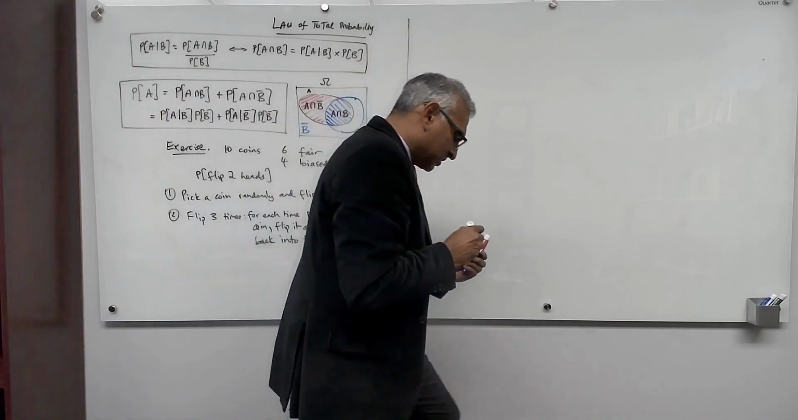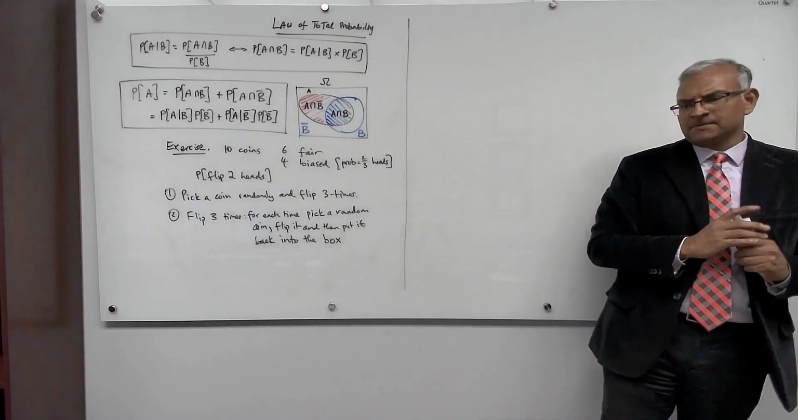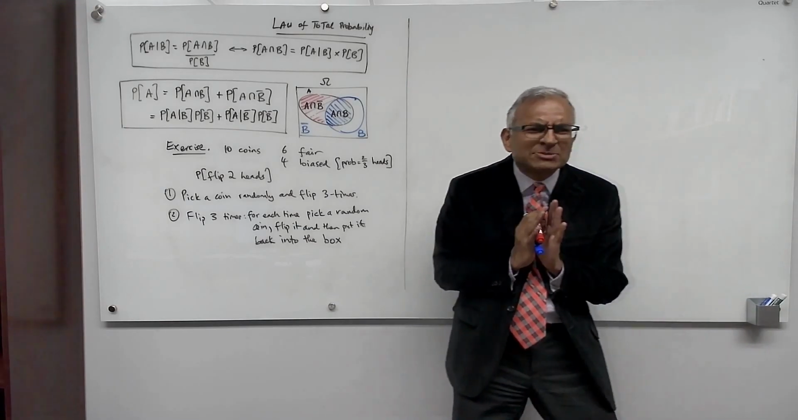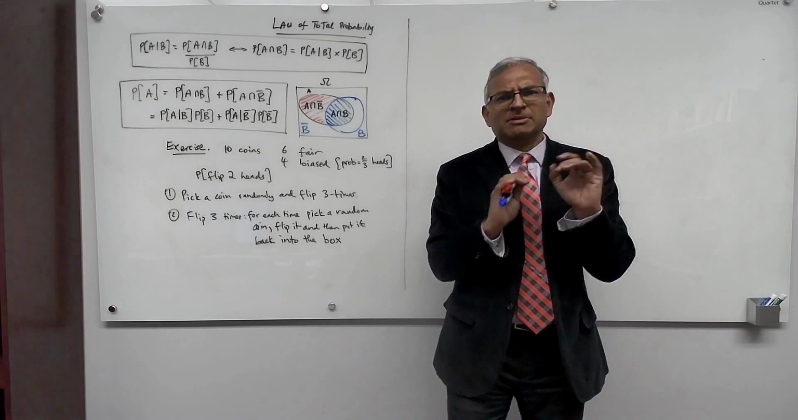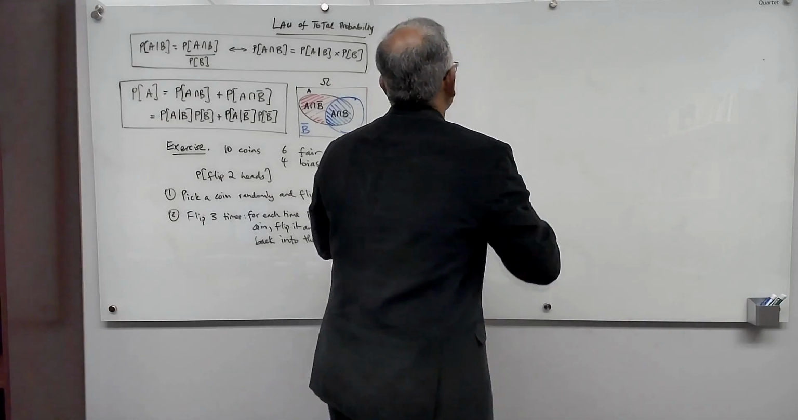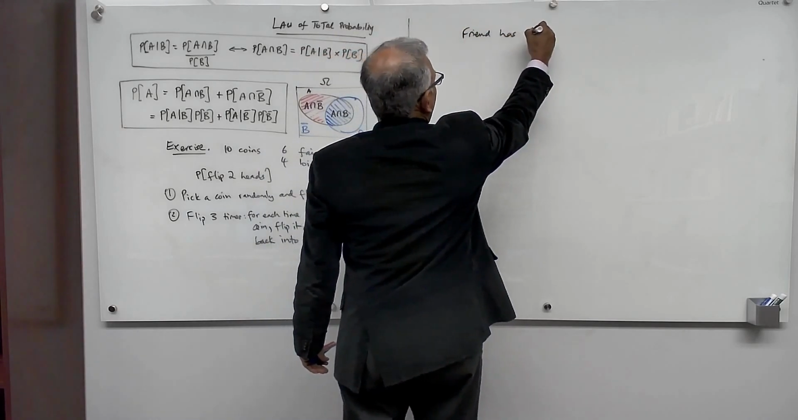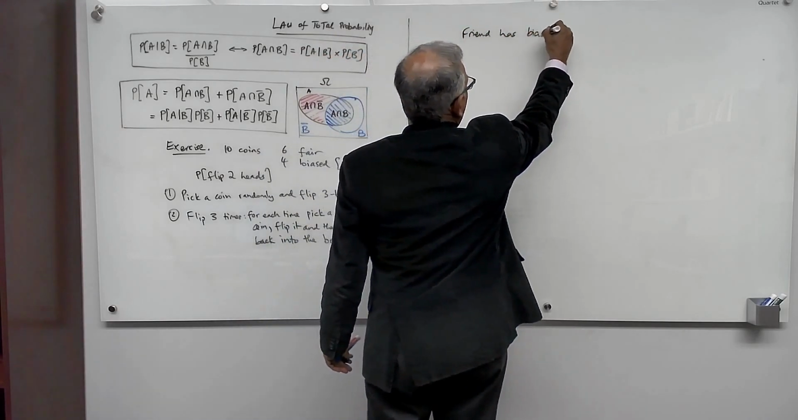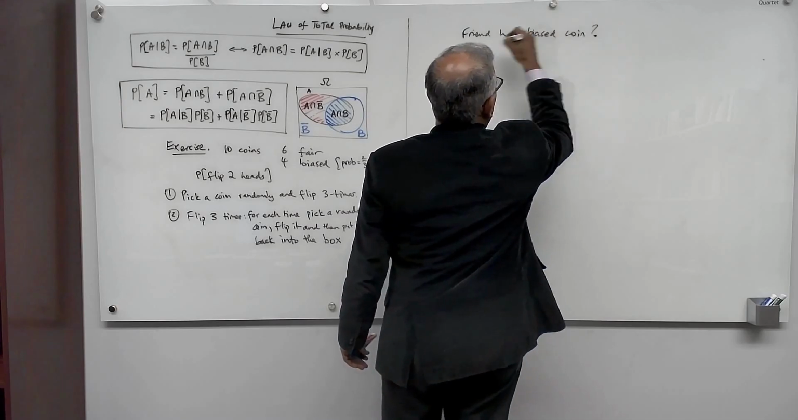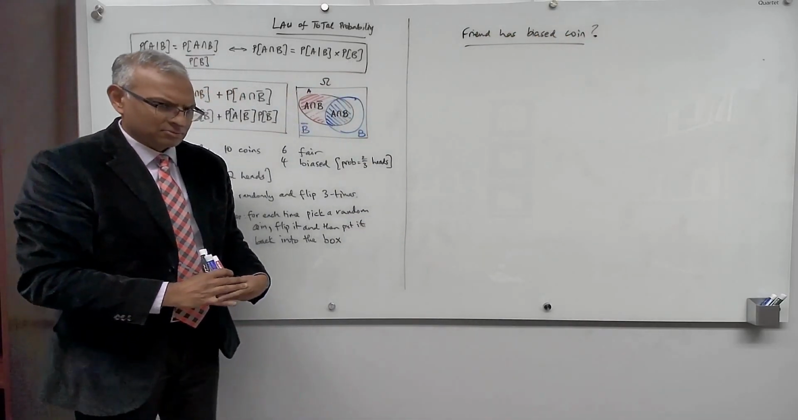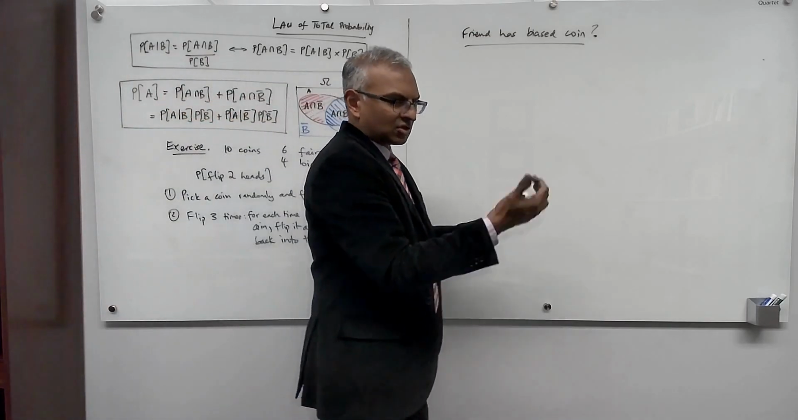Okay, so your friend comes to you and says, let's play a game. Heads I win, tails I lose. And I've got a coin. And now you suspect this guy. Maybe he's got a biased coin. So, friend has biased coin? Maybe, you don't know. You'd like to trust the guy, but you don't know. Is it going to be a fair coin?